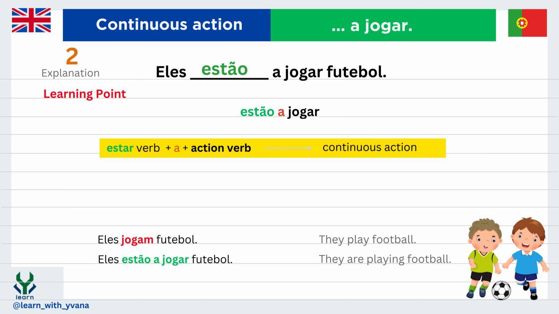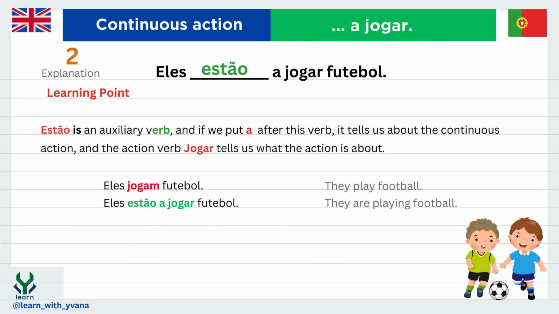Let's see some examples and it will make you more clear. If I say eles jogam futebol, that is they play football, here we only use the action verb jogar, and with eles it is jogam. The statement says that they play football. This is their regular activity, but it does not tell if they are playing at the moment or not. If I say eles estão a jogar futebol, this statement tells that they are playing football at the moment.